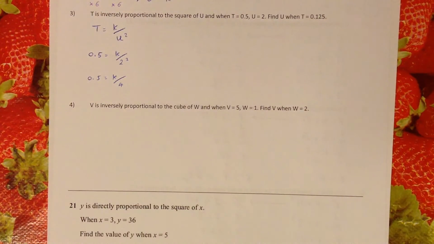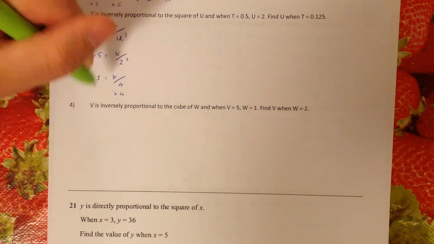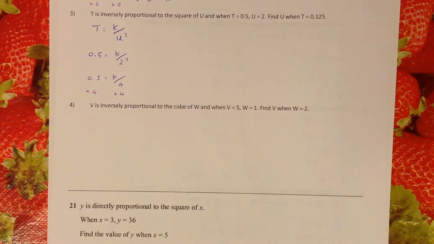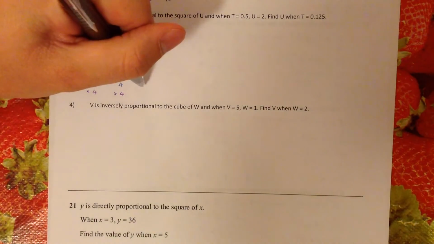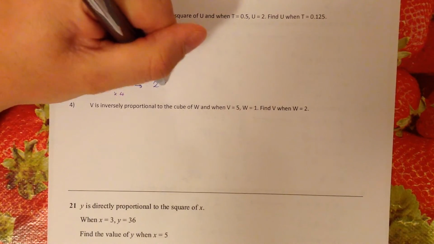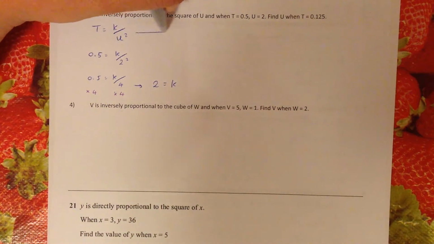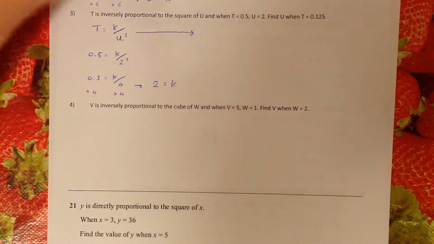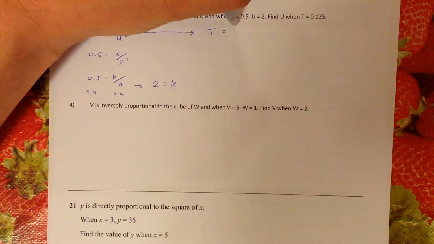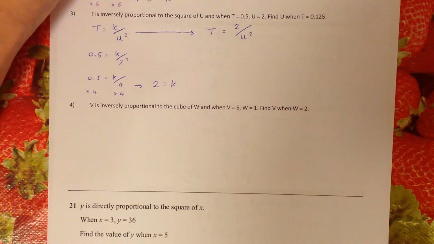I want to find my constant, and my constant is currently being divided by 4, so I need to times by 4, and I've got to do that on both sides. So 0.5 multiplied by 4 is 2, and divide by 4 and times by 4 cancel each other out, leaving me with just k, so my constant is equal to 2. So as per the last couple of questions, rewrite the formula. There's my first variable, my constant is now 2, and there's my second variable, U squared.